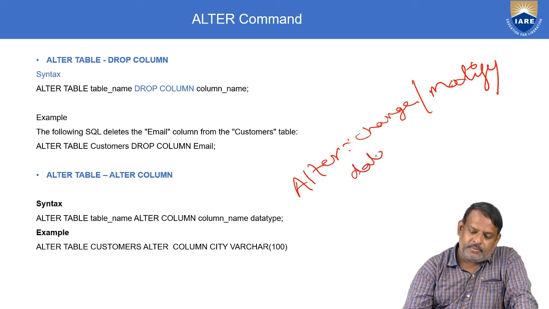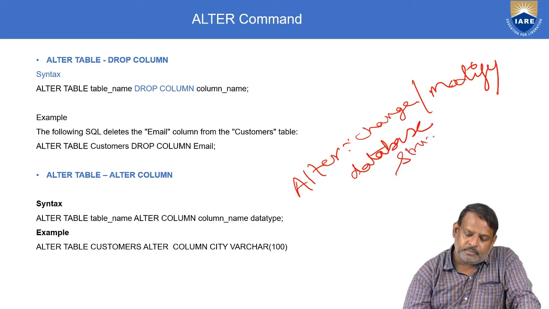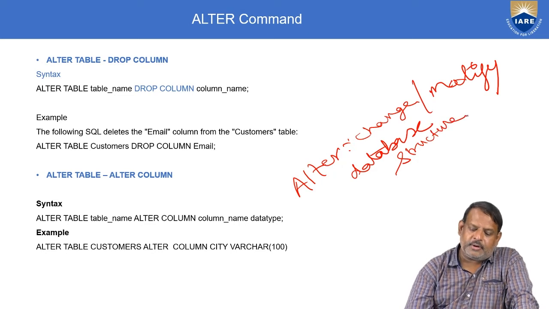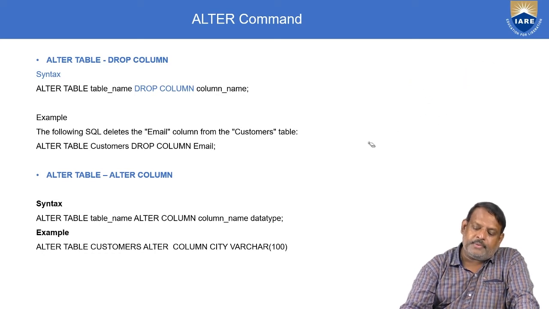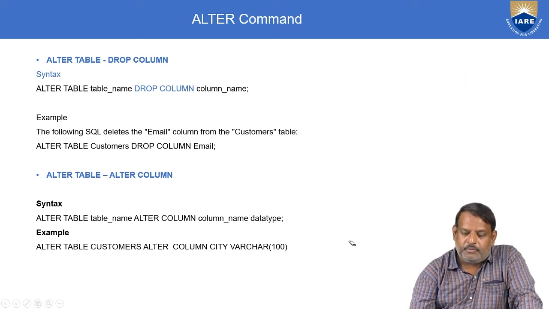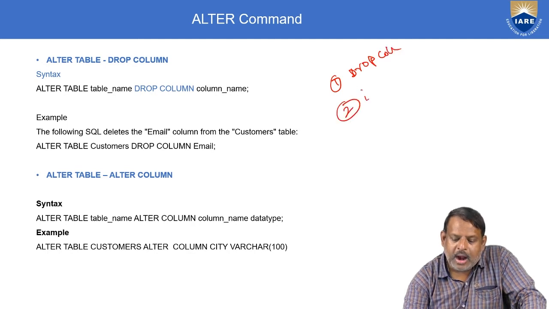Alter means changing or modifying the database structure. In this we have three types. First type is to drop a column, add a new column, or change a column.